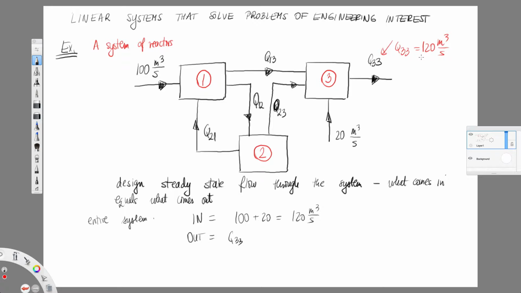So that's this conservation principle applied to the entire system. Now we will actually get the equations for all of the other fluxes in between. I'm going to apply the same principle for each reactor separately. Because at steady state, it actually has to be true for every part of the system. So whatever comes into 1 has to be equal to what comes out.